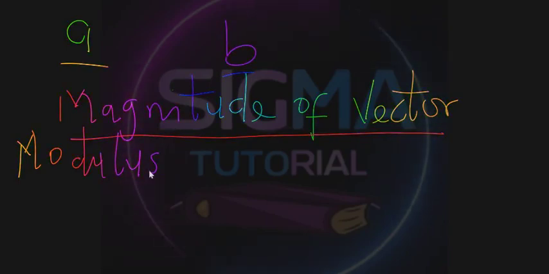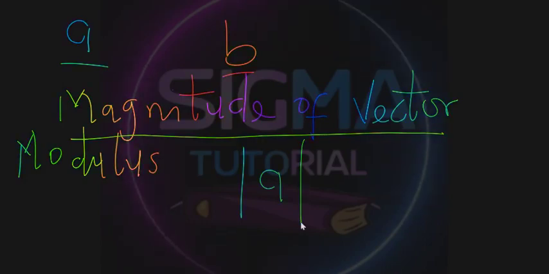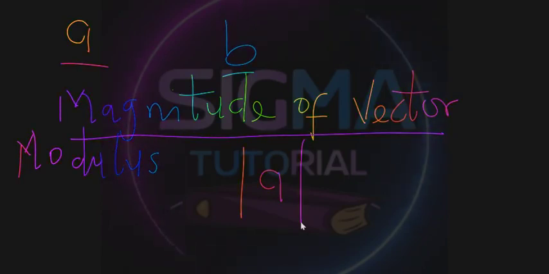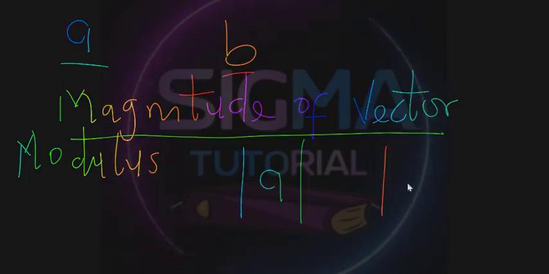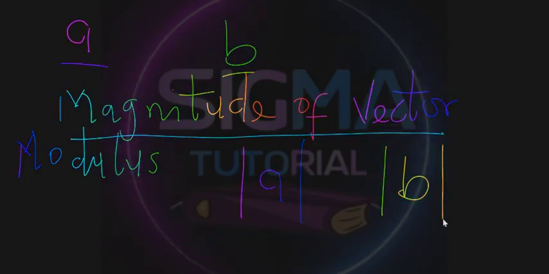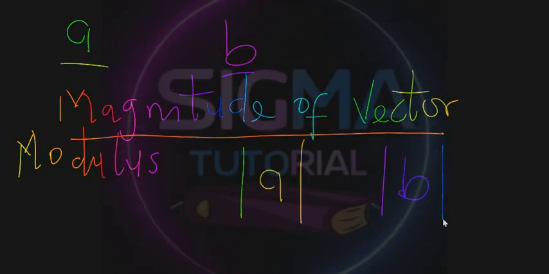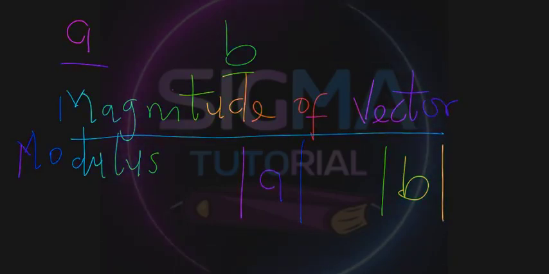The magnitude of vector A is represented by the absolute value of A. This is how we represent the magnitude or the modulus of any vector. If you are to represent the magnitude or the modulus of vector B, we do the same thing. This is the magnitude of vector B. We can do the same thing for vector C or for any other named vector.